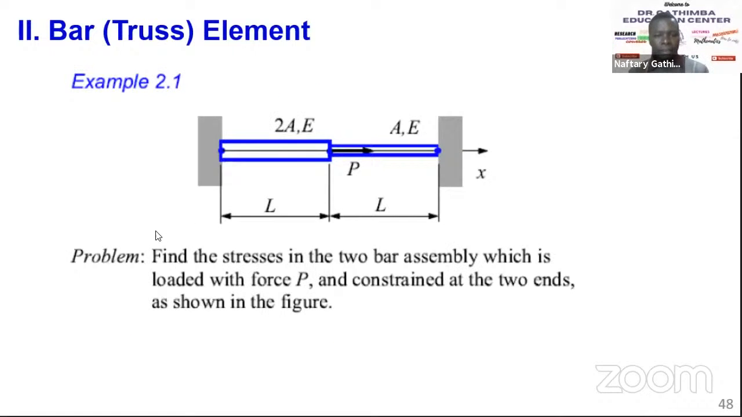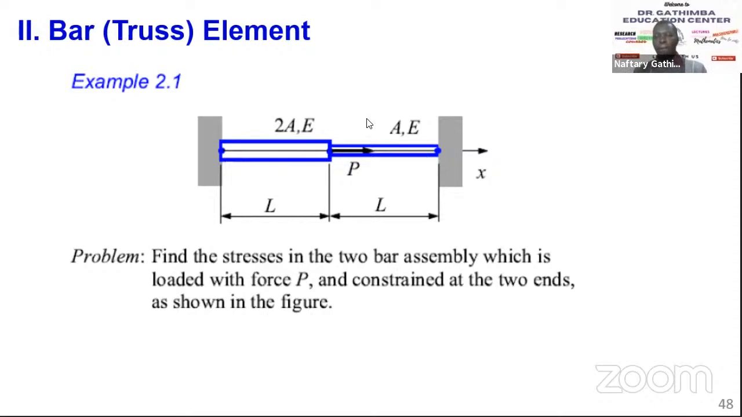So let's see this with an example. This is an example in your notes. You are given a 2-bar assembly, which is loaded with a force P at this point, and it's restrained at this end, as shown in the figure. You are required to find the stresses in the 2 bars, the stress on this bar and this one.